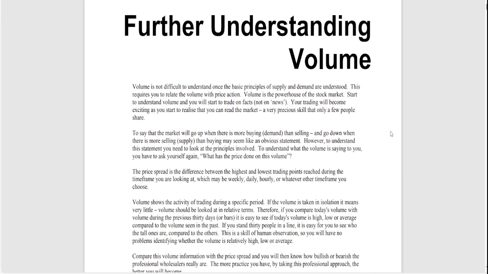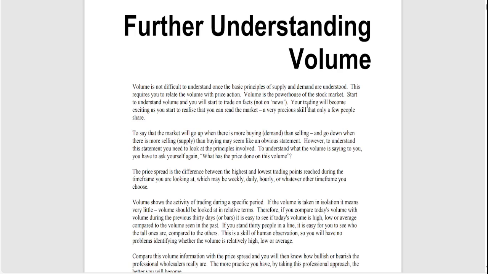Further understanding the volume: volume is not difficult to understand once the basic principles of supply and demand are understood. We just need to relate the volume with the price action. Volume is the powerhouse of the stock market, forex market or commodity market.